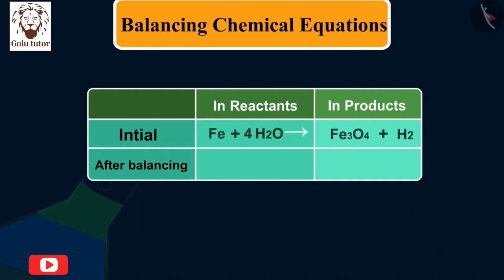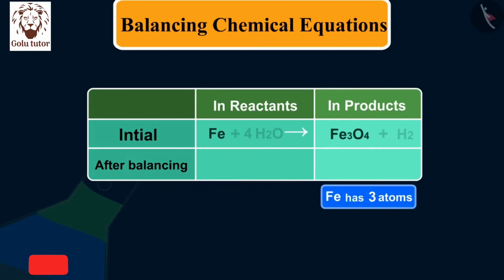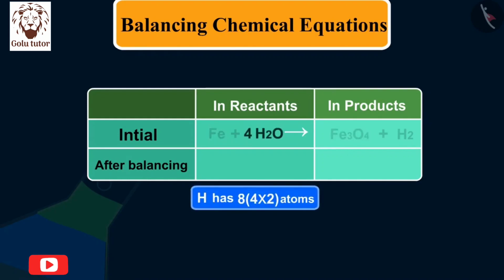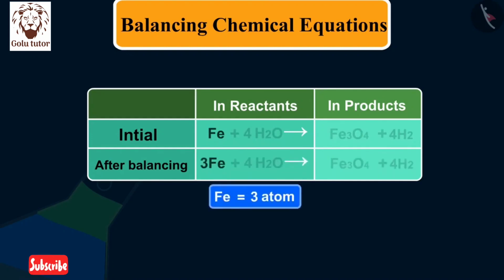Fe and H atoms are still not balanced. Fe has 1 atom in LHS and 3 atoms in RHS, and H has 8, that is 4 times 2, at LHS and 2 atoms at RHS. So to balance the hydrogen atoms, the number of H2 molecules on the right side has to be 4. Now to balance iron, on the left side we take 3 atoms of iron.